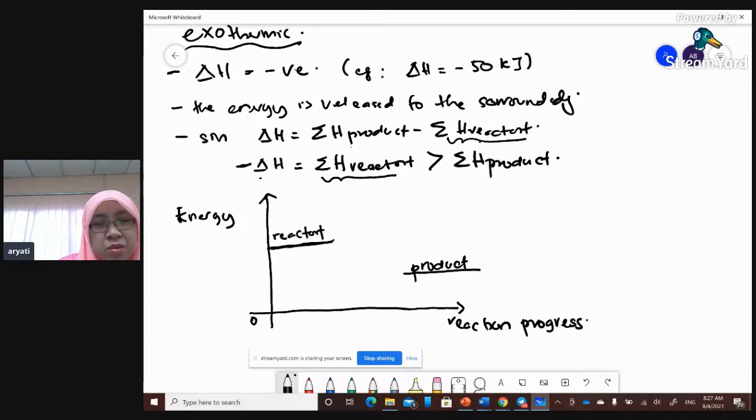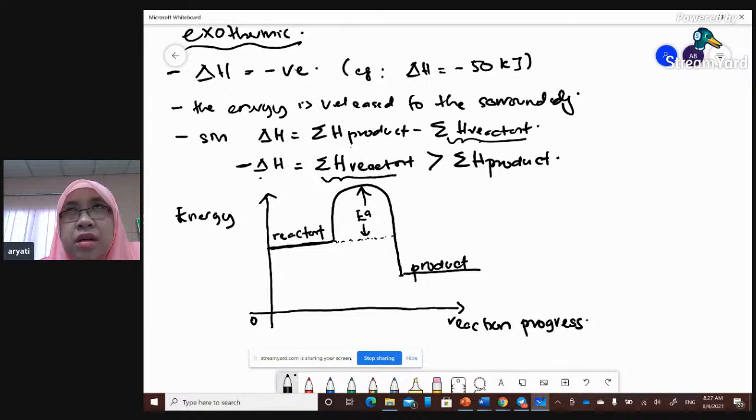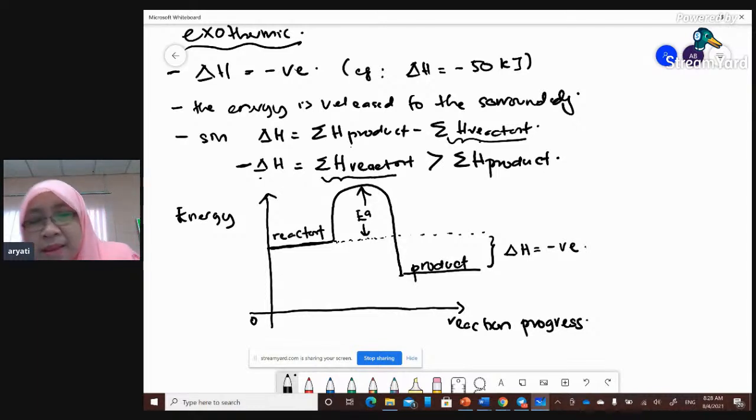So daripada reaktan ke produk dia akan melalui satu requirement activation energy. So ini ialah the value of EA, the minimum energy required for the reactant to do the effective collision, to initiate the chemical reaction. So kat sini, sebanyak ini adalah haba yang dibebaskan. So delta H is negative. So this is the energy profile diagram for exothermic reaction.